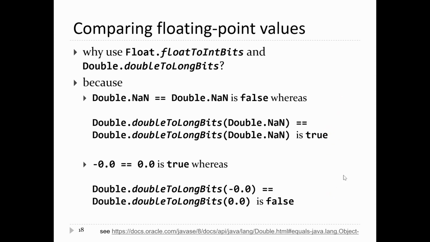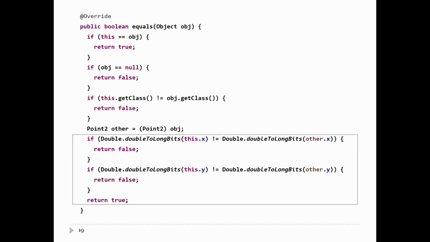because that's the way the rest of the standard library works. So in other words, if you just compare two double values using equals equals, then your class behaves differently than any other standard library class. And we want them to behave the same as the standard library classes. So you have to go through this somewhat convoluted exercise.